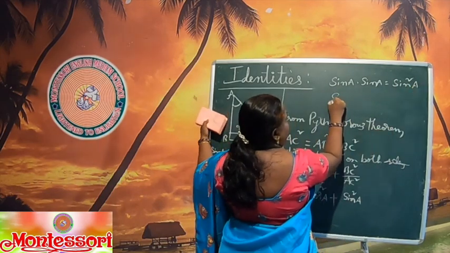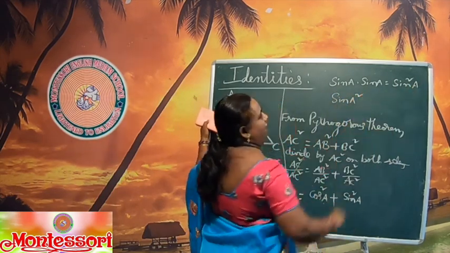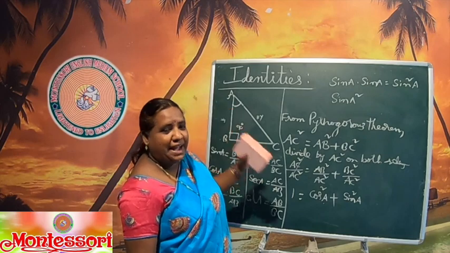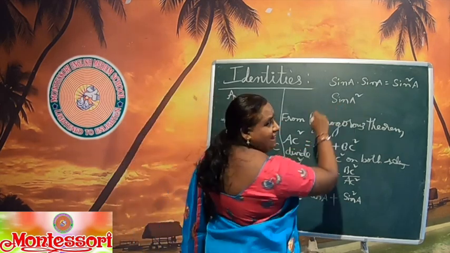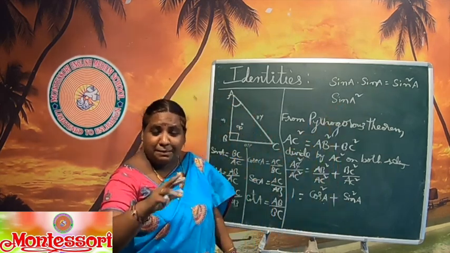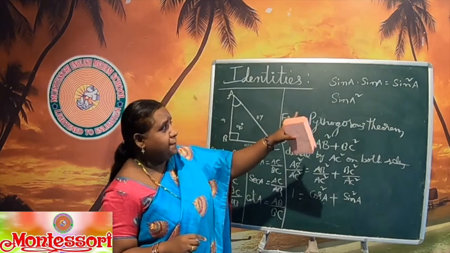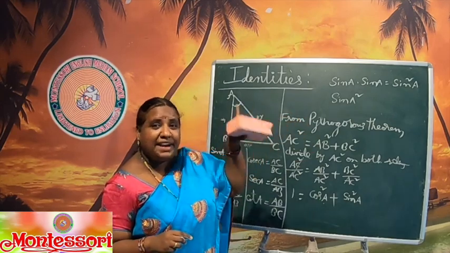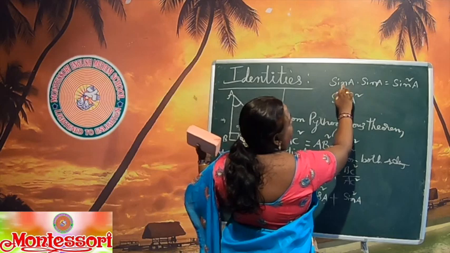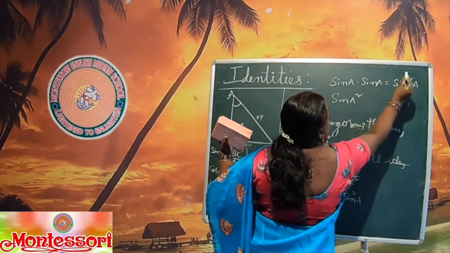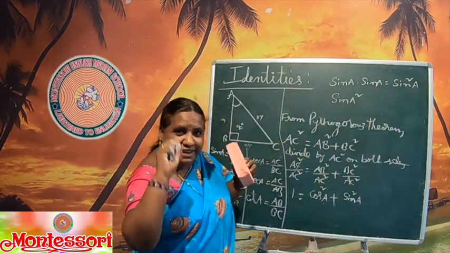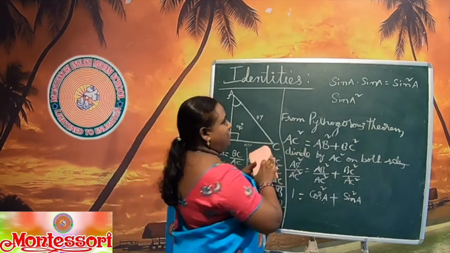But don't write like this, sin A square. The meaning will change, because if you write the square on the angle, the angle will be squared, multiplied twice. But we want only the trigonometric ratio to be squared. That is sin A into sin A, sin square A. Near the trigonometric ratio, you write the 2. Don't make the mistake of writing it here.